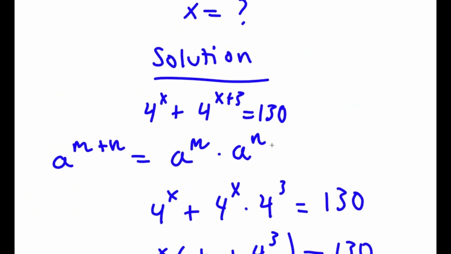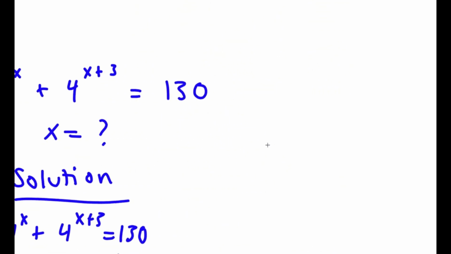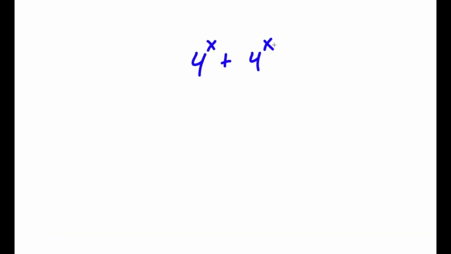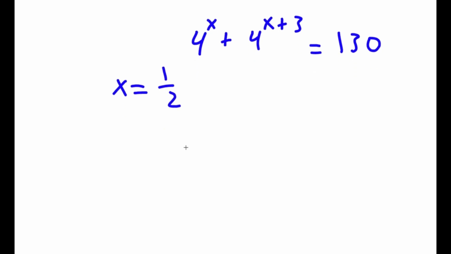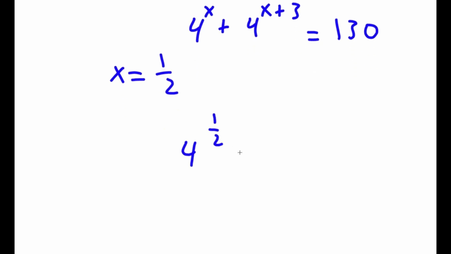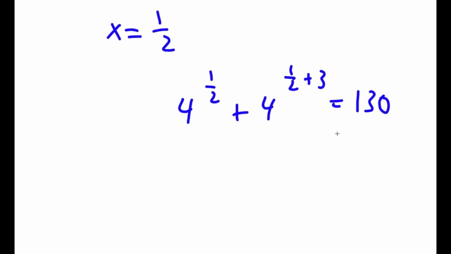Now, to go ahead and check, I'm going to plug in 1/2 into my original equation. So I had 4 to the power of x plus 4 to the power of x plus 3 is equal to 1/3. Now I know that x is equal to 1/2, so now I have 4 to the power of 1/2 plus 4 to the power of 1/2 plus 3 is equal to 1/3.